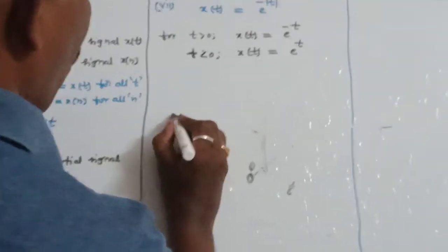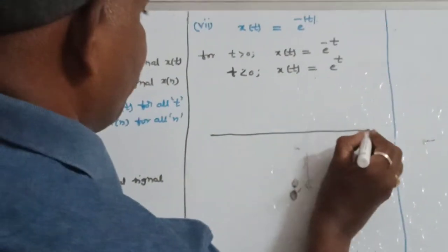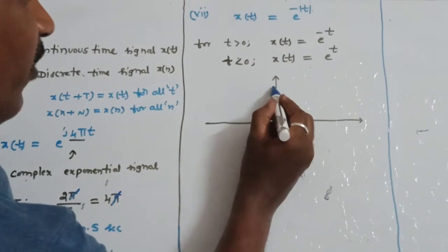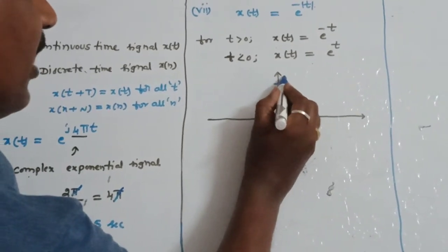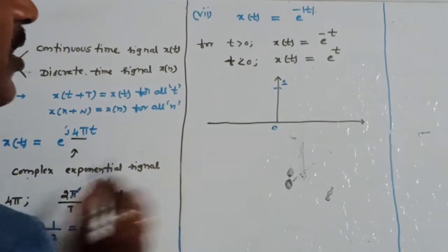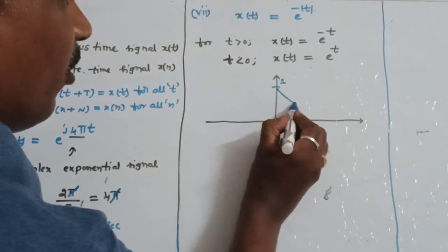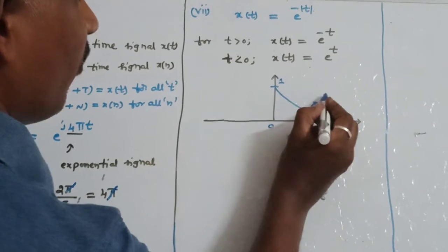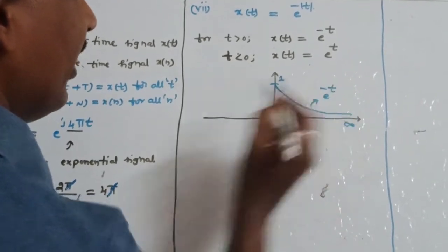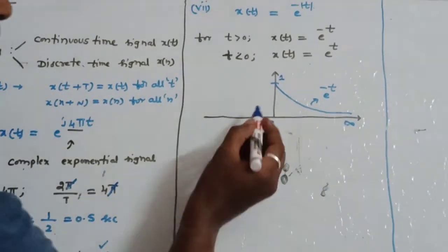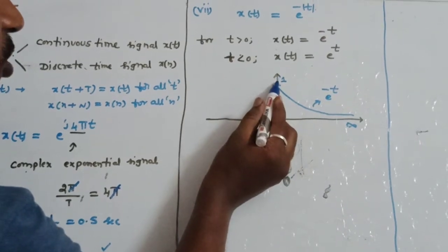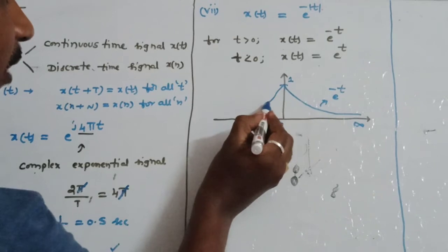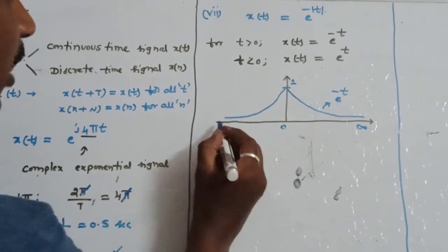So what is the nature of the waveform? For t greater than 0, e power minus t is an exponentially decreasing graph. At t is equal to 0, its amplitude is 1. At t is equal to plus infinity, the waveform will come out to 0. This is the nature of the graph e power minus t, which we have seen in real exponential signals. Coming to the left side, at t is equal to 0, its amplitude is 1, and at t is equal to minus infinity, its amplitude will come out 0.